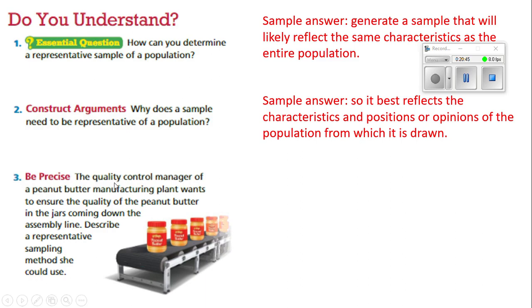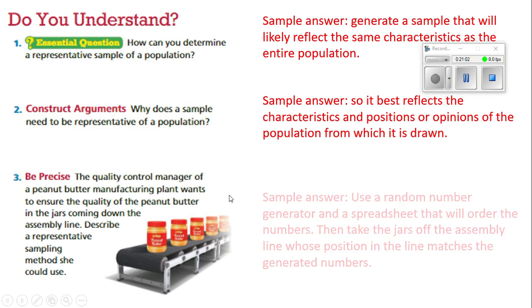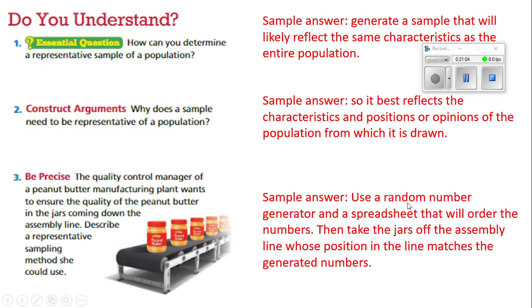Be precise. The quality control manager of a peanut butter manufacturing plant wants to ensure the quality of the peanut butter in the jars coming down the assembly line. Describe a representative sample method that she could use. Well, I think you would want to number these. Yep, use a random number generator and a spreadsheet that will order the numbers. Then take the jars off the assembly line whose position in the line matches the generated numbers.